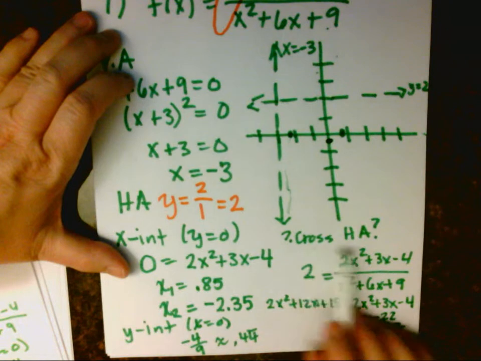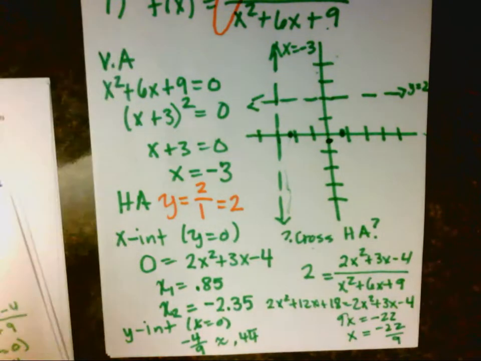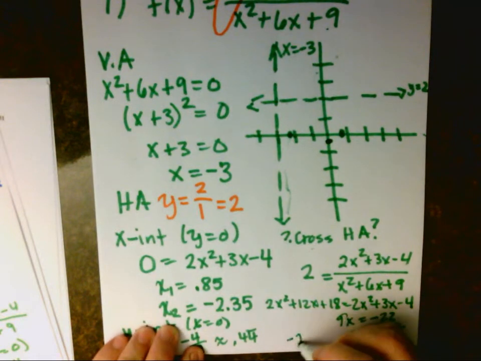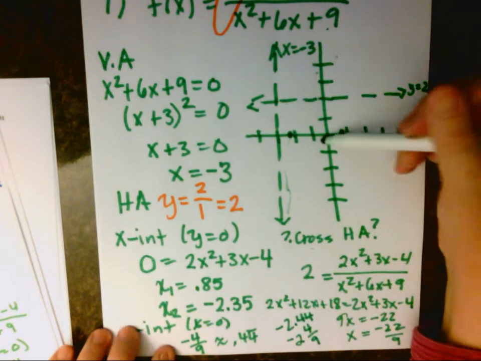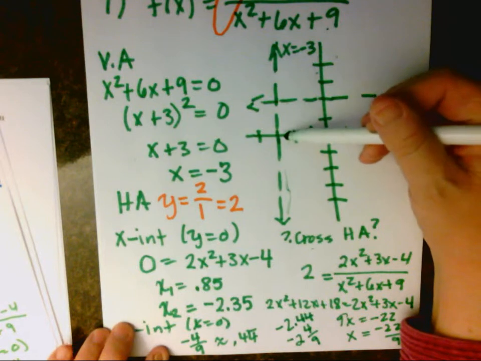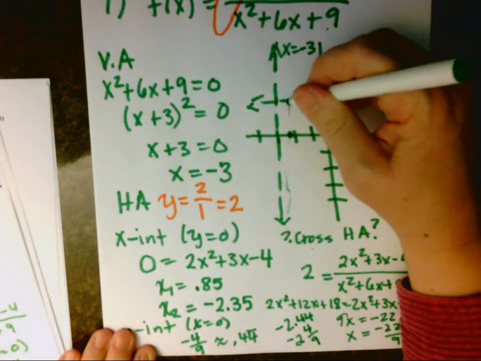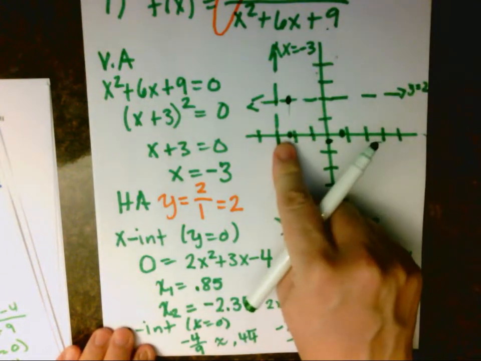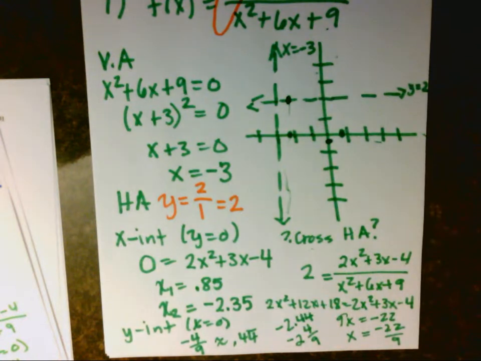So it's going to cross the horizontal asymptote when x is negative 22 ninths. Well, negative 22 ninths is the same as negative 2 and 4 ninths, which is negative 2.44. Okay, so when x is negative 2.44, the graph crosses the asymptote. So it's going to cross the asymptote right there, when x is negative 2.4, just a little bit to the left of the point that you drew just a second ago.